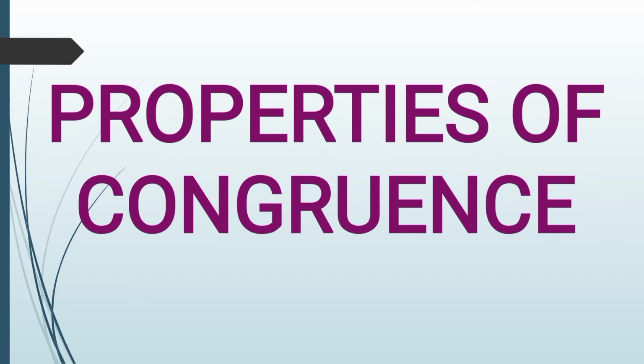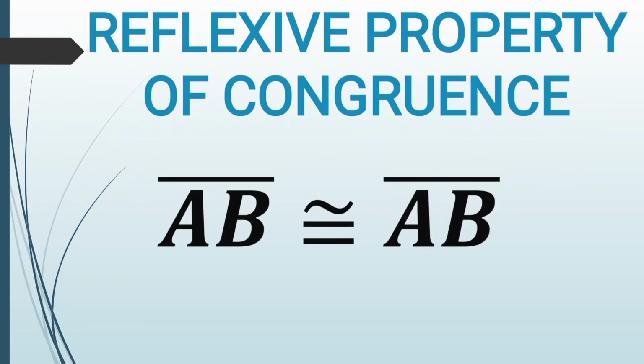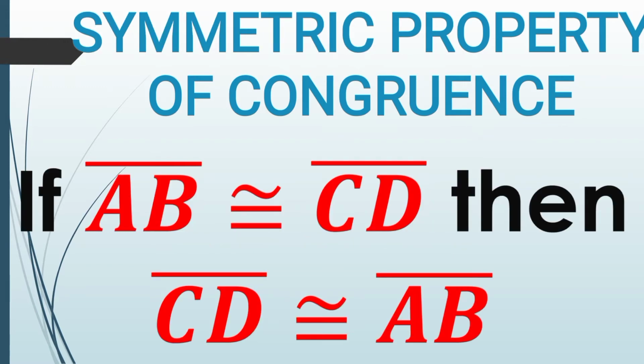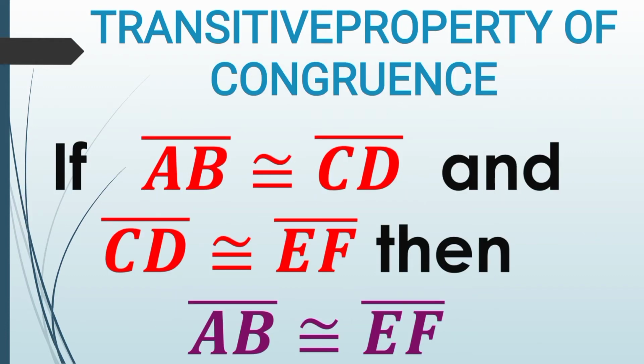Now, properties of congruence. Reflexive property of congruence. Segment AB is congruent to segment AB. Symmetric property of congruence. If segment AB is congruent to segment CD, then segment CD is congruent to segment AB. Transitive property of congruence. If segment AB is congruent to segment CD and segment CD is congruent to segment EF, then segment AB is congruent to segment EF.